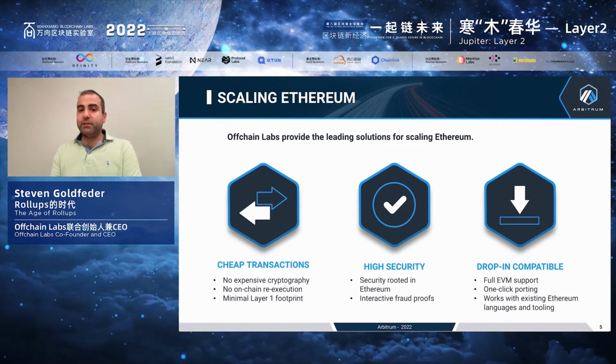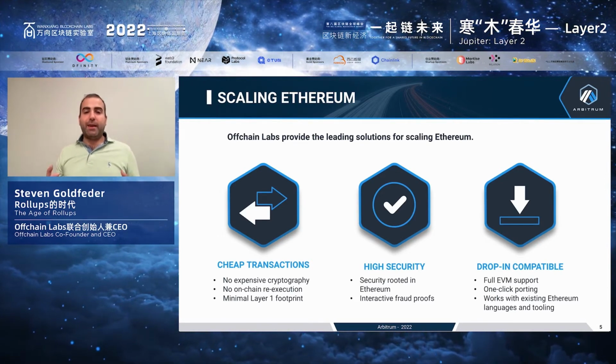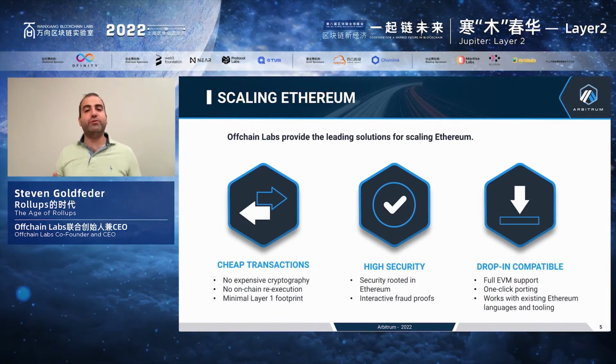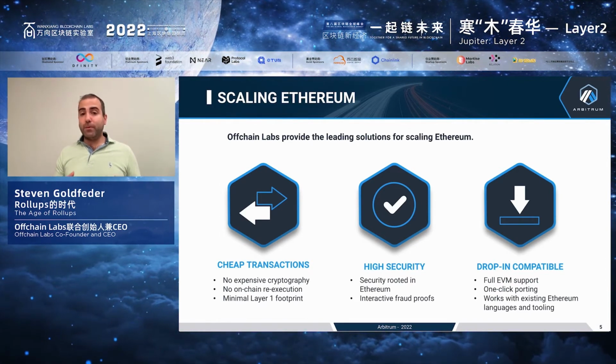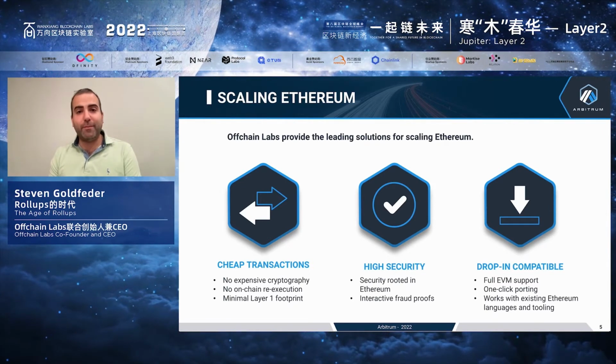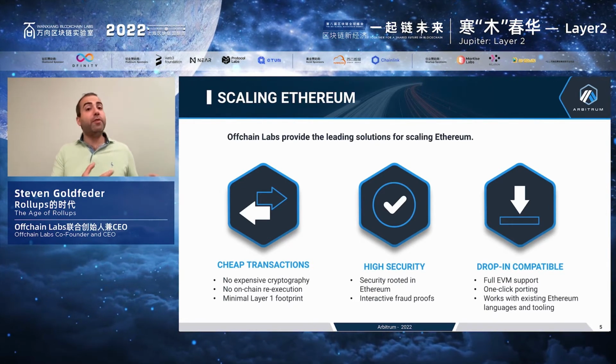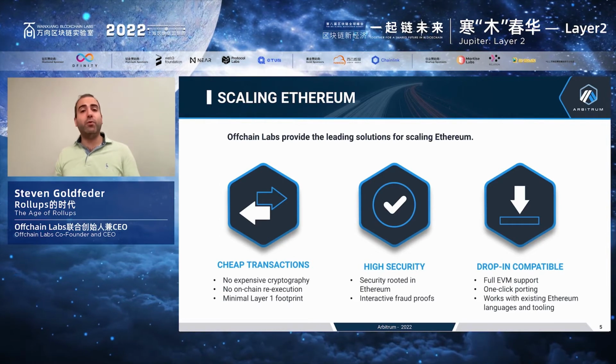And the third tenet is drop-in compatibility. And the idea here is that we want it to just work. If you're an Ethereum developer and you have knowledge that you've already built up of how to develop on Ethereum, and you have code that you've written, we want both that knowledge and that code to apply directly on Arbitrum.